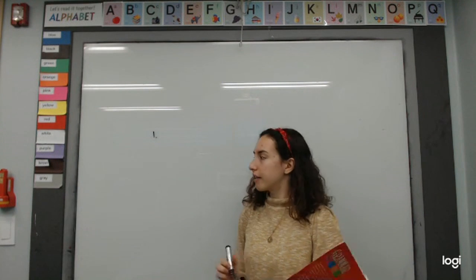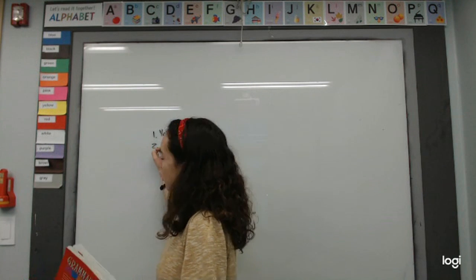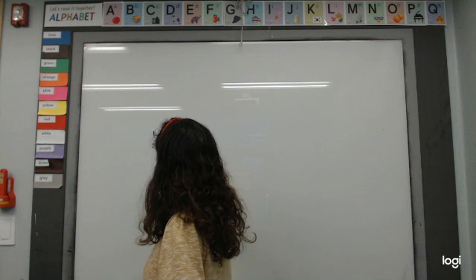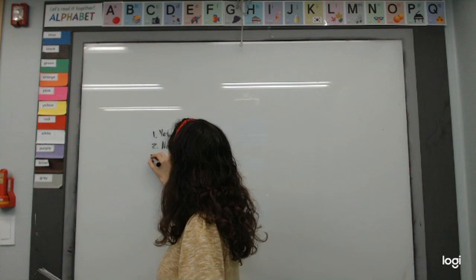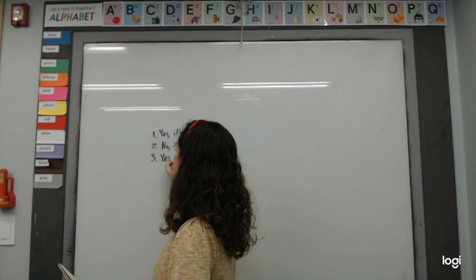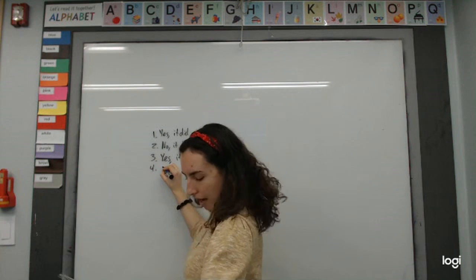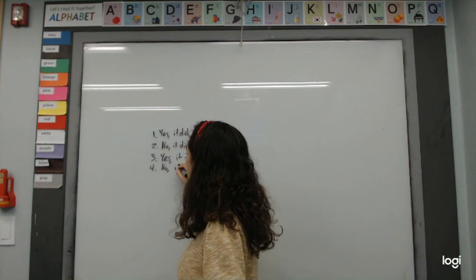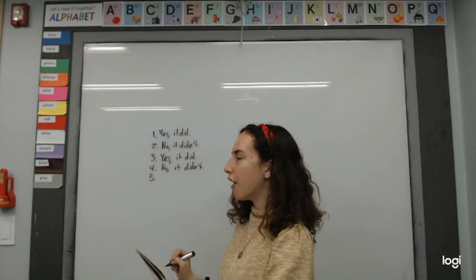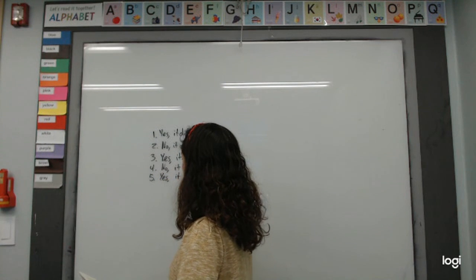Did it have short legs? Yes, it did. The next question, did it have wings? No, it didn't. Number 3, did it have a long tail? Yes, it did. Number 4, did it have long teeth? No, it didn't. Number 5, did it have a large body? Yes, it did. Okay.